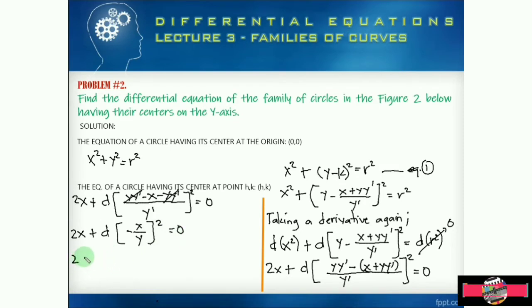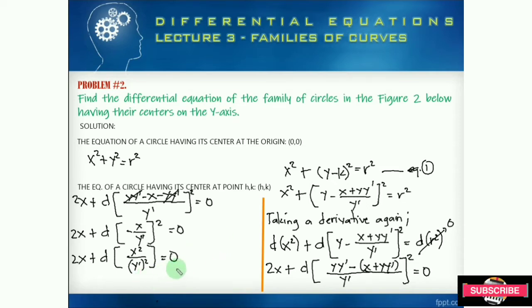So moving on, we have 2x plus the derivative of our quantity raised to the square, meaning this negative will be positive, since negative times negative is positive. So this would be equal now to x squared over this y prime squared, which is equal now to 0.